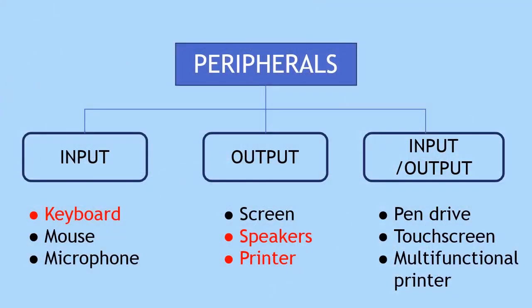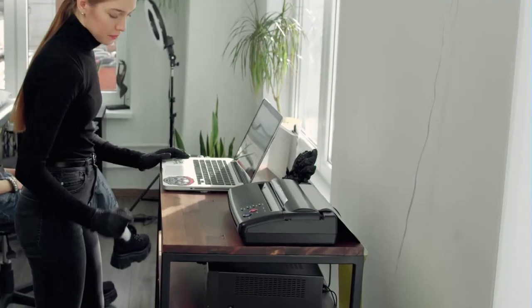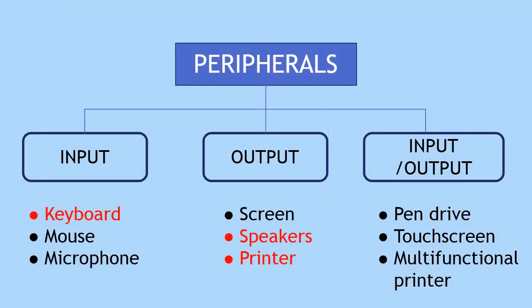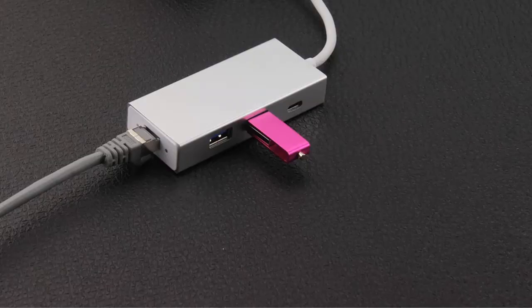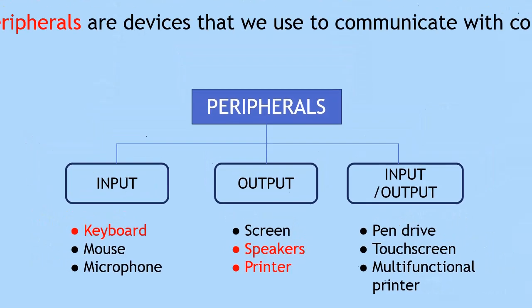The output ones show us information from the computer. For example, your screen, speakers, or a printer. The input-output ones can do both. They allow us to put information into the computer and also show us information from the computer. For example, a pen drive, touch screen, or a multifunctional printer.